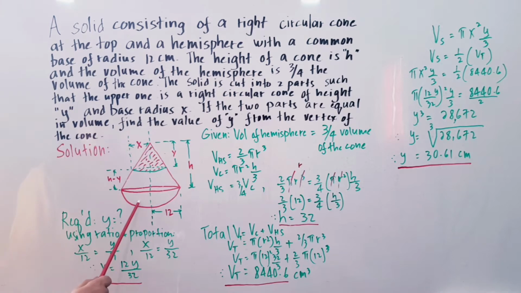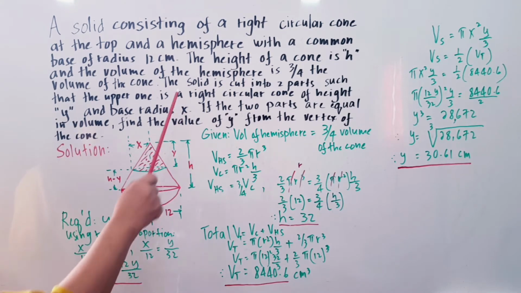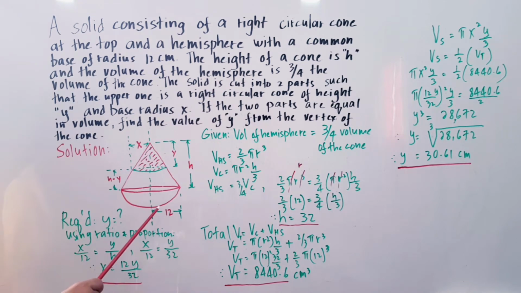Nakasulat dito, ang sabi dyan na ang volume ng hemisphere is 3/4 the volume of the cone. So, from that statement, pwede tayo makagawa ng equation that the volume of the hemisphere is equal to 3/4 the volume of the cone.